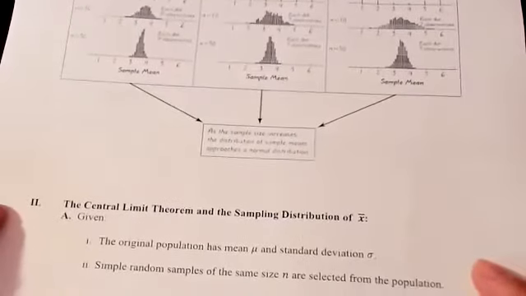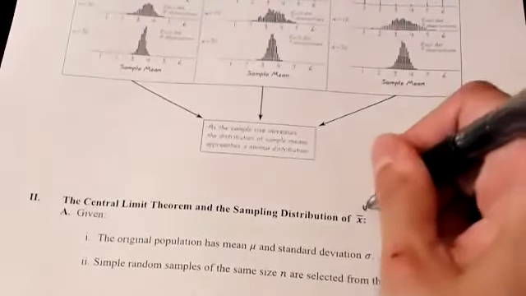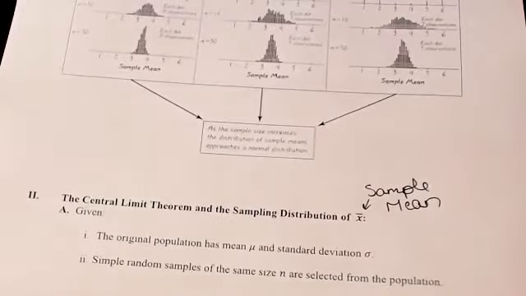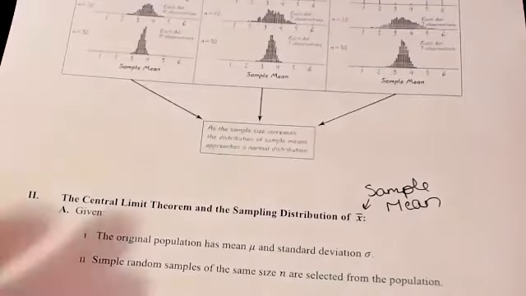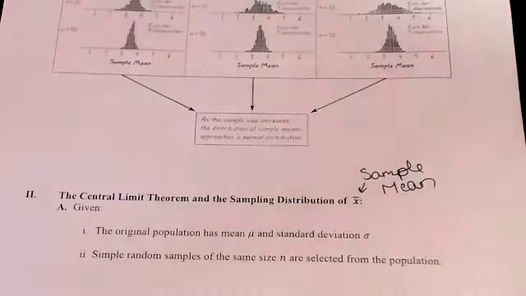So let's take a look at the central limit theorem and the sampling distribution of X bar, which is the sample mean. And I'm just going to write that again because I want us to be very confident about that. You are given that the original population has mean mu and standard deviation sigma, right? That's notation we're very familiar with. Those are population parameters, values that characterize the population. You would also be given that simple random samples of the same size n are selected from the population. So these conditions must be provided.